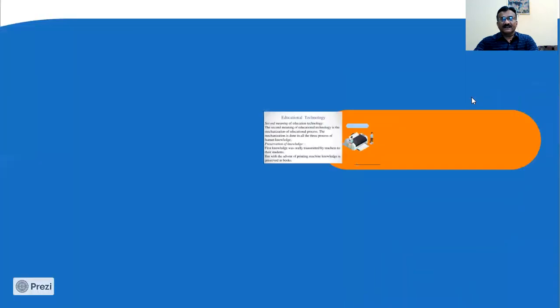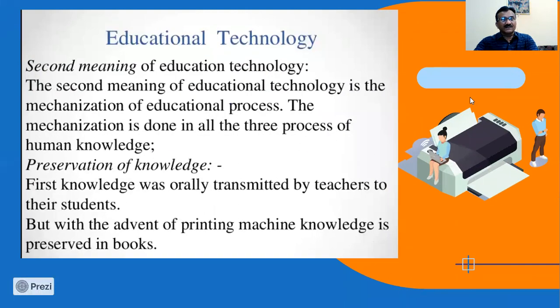The next one is the educational technology related to the second type of the meaning. This altogether is concerned with the preservation of the knowledge. The second one is the transmission of the knowledge. The third one is the advancement of the knowledge.